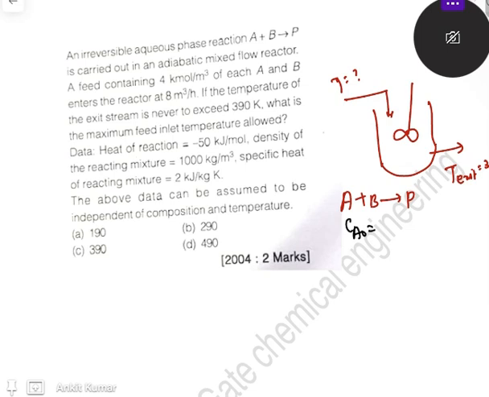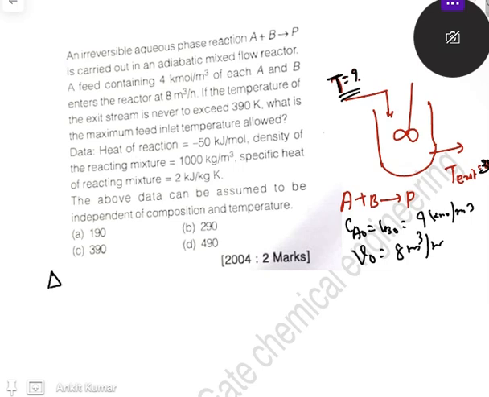So let's say Ca naught equals Cb naught, equal to 4 kilomole per meter cube, and the volumetric flow rate is given, equal to 8 meter cube per hour. The temperature of the exit stream is 390 Kelvin, that is given to you. And what is the maximum feed inlet temperature? So you are supposed to calculate the maximum feed inlet temperature. Is that clear? Okay, we'll see how we can calculate the maximum feed inlet temperature.